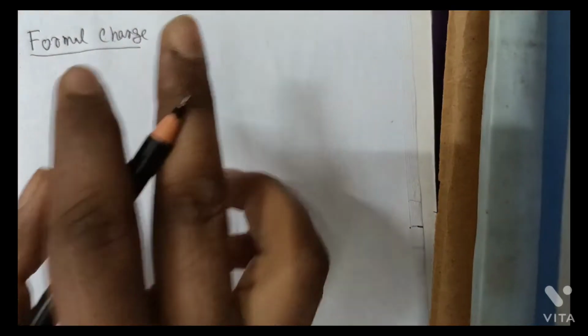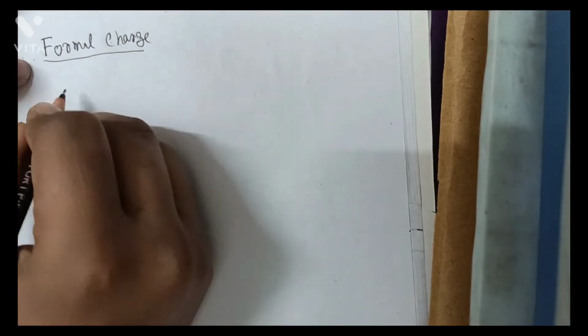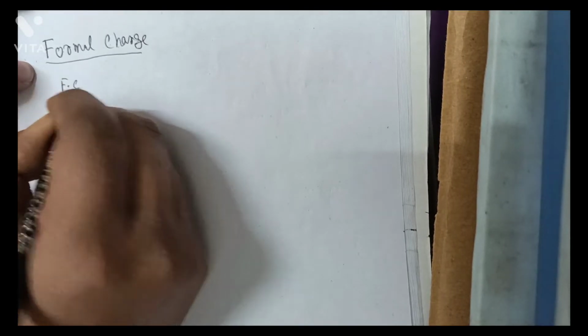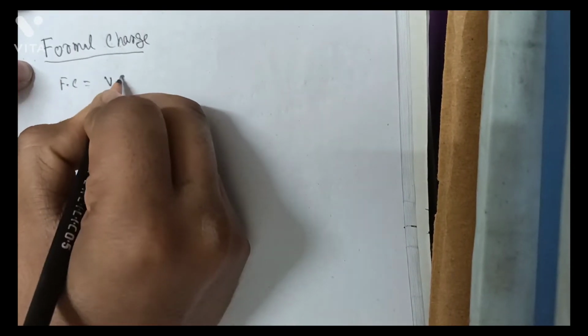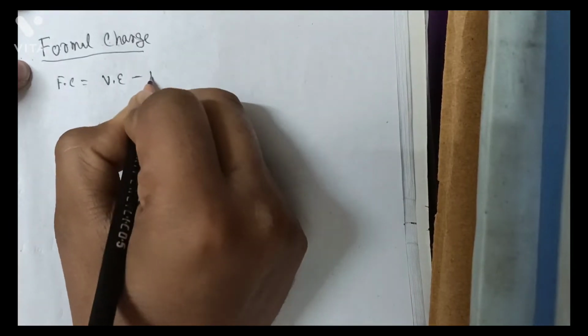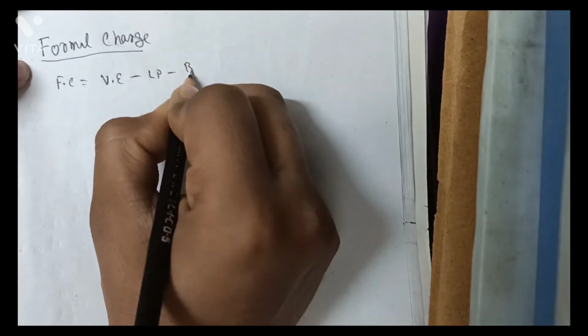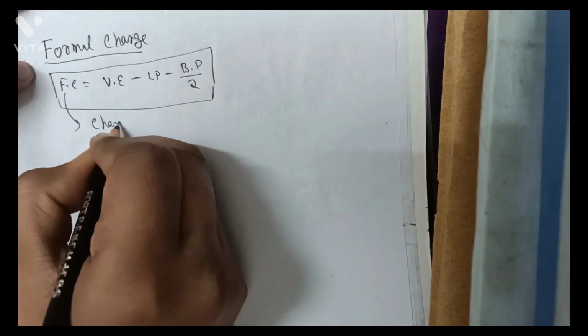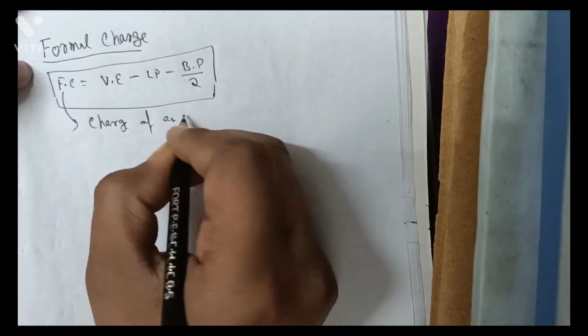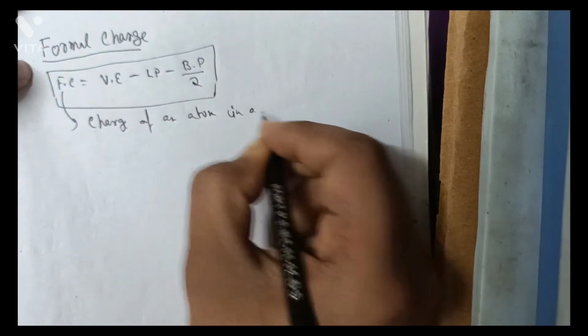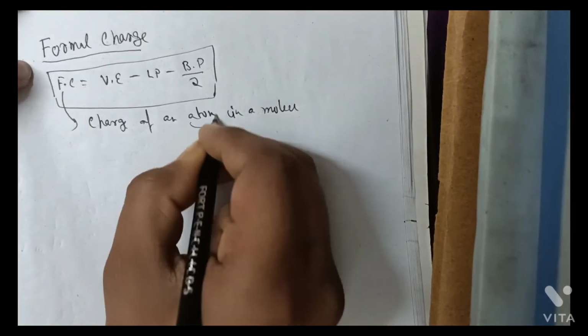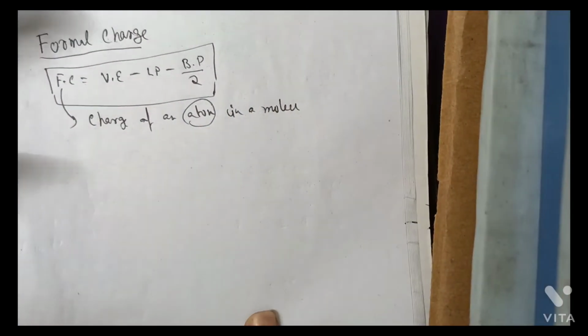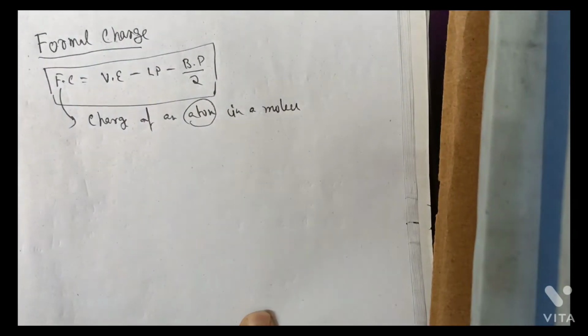Okay, so first we're gonna know what the formula of formal charge is. Formal charge formula is: valence electron minus lone pair electron minus bond pair electron by 2. This is the formula for finding the formal charge. Formal charge is used to find the charge of an individual atom of a molecule. That means you can find the formal charge of an individual atom in a molecule.